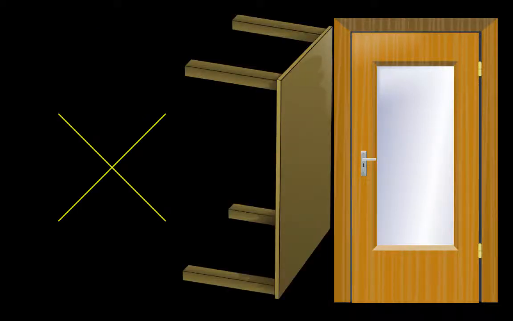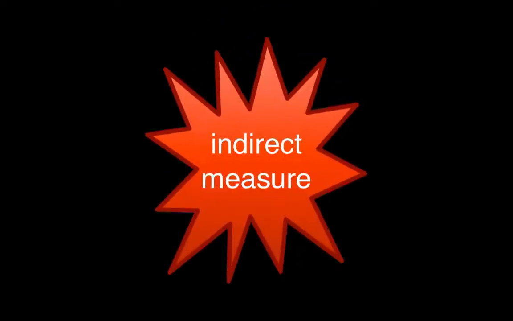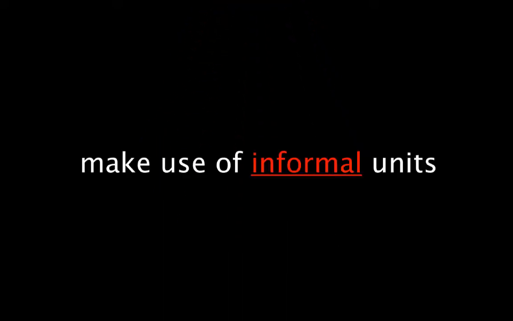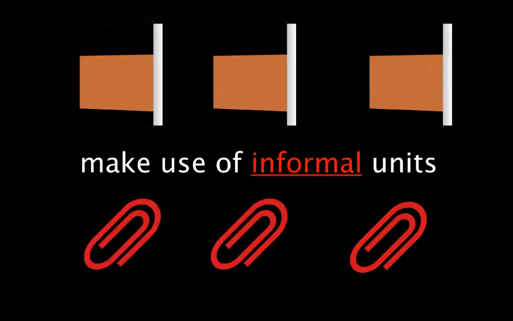In fact, we wouldn't encourage that. So we're creating a situation where they've got to have an indirect measure. Now that would be using informal units, and depending on the object that they're measuring, these could be books that are in the classroom, they might be paper clips, they may be any tool that you could use to create that measurement.